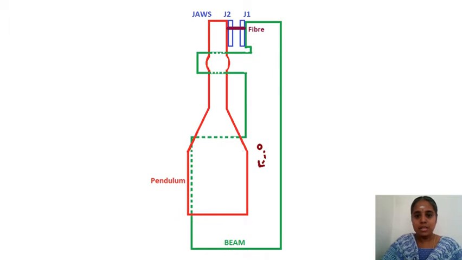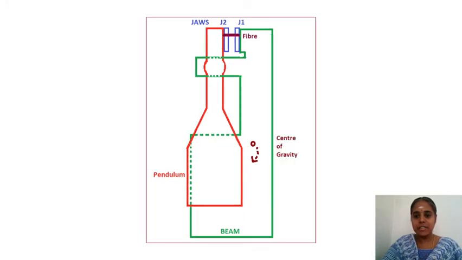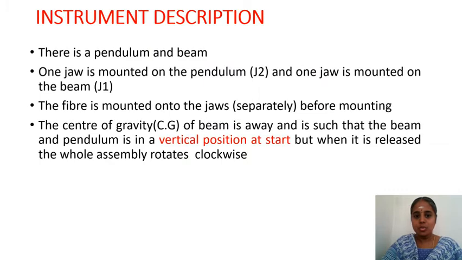Now the center of gravity of this beam is not the same as the center of gravity of the pendulum. The center of gravity is away from the center actually. That is why it will not stand straight. When you release, there will be a clamp here. If you release that, it will move like this. So the center of gravity of the beam is away. It is such that the beam and the pendulum are in vertical. Both are in the vertical position.